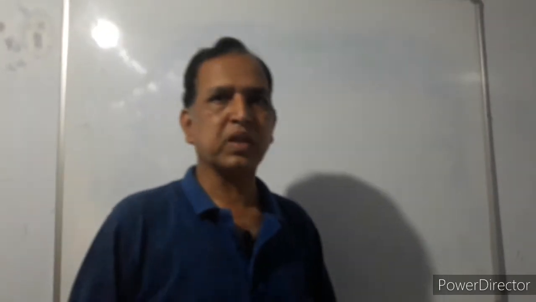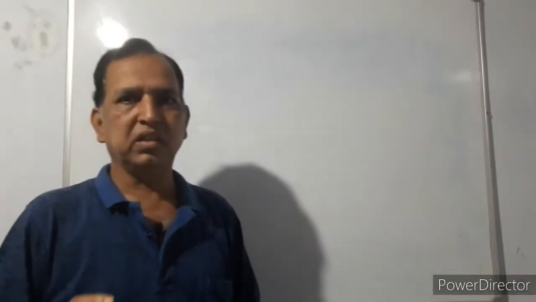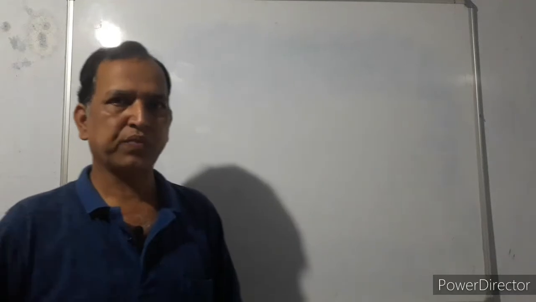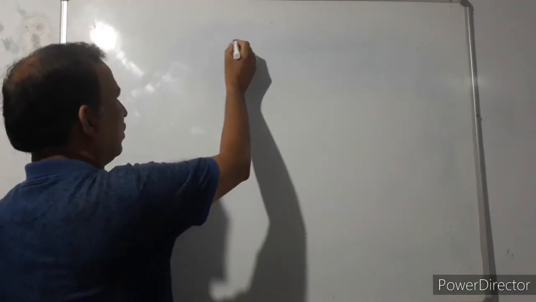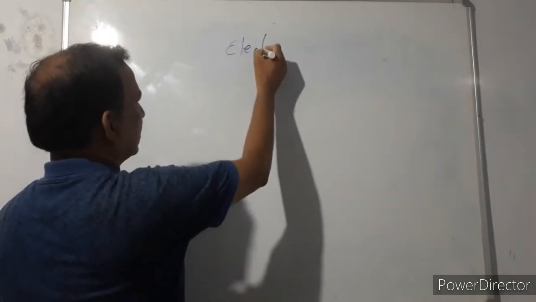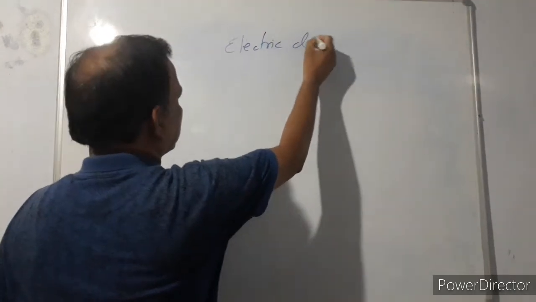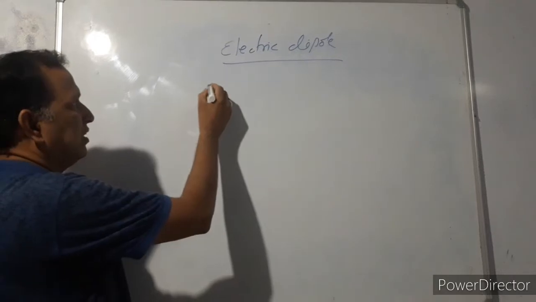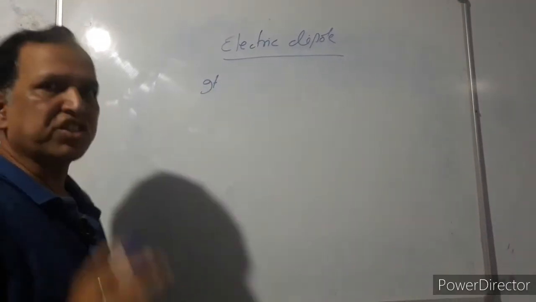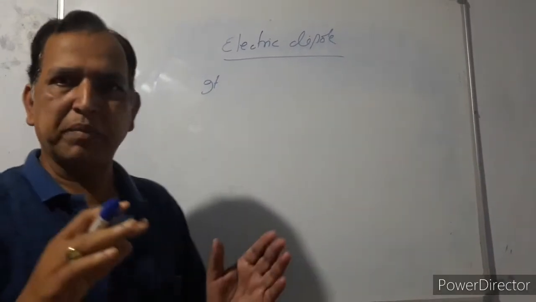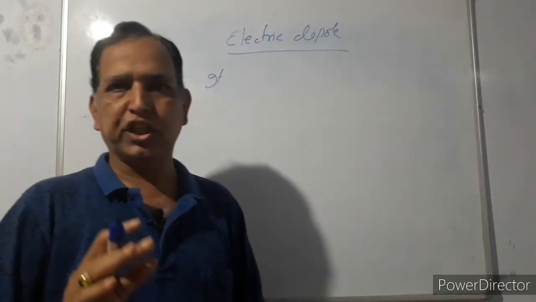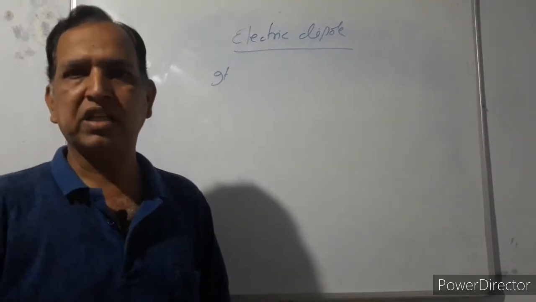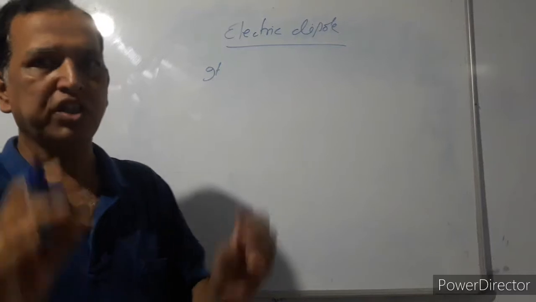Welcome to all. Today's topic is electric dipole. So, what is an electric dipole? It consists of a combination of two equal and opposite charges situated very close to each other.